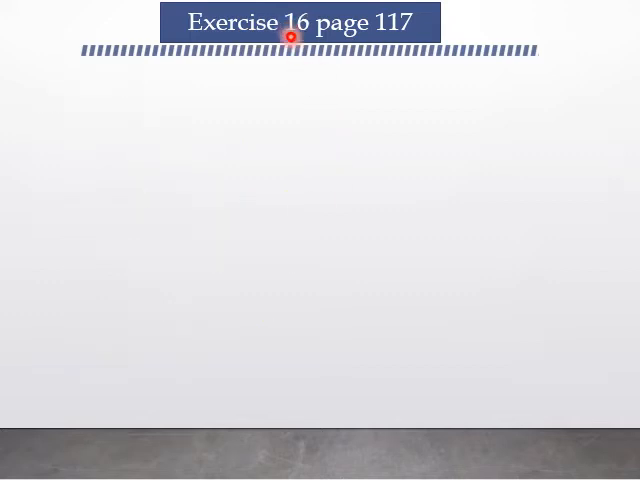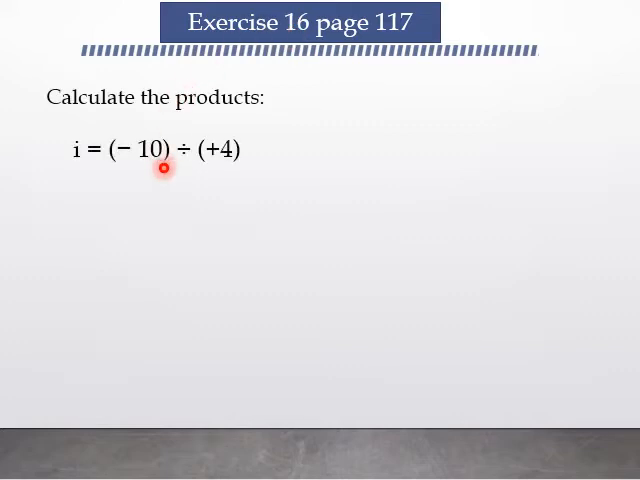Now, exercise 16. Calculate the products. Minus 10 divided by plus 4. Minus plus means minus, and 10 divided by 4 is 2.5. Start by sign, then number by number. Keep in your mind, if you have the same sign, plus plus or minus minus, the result is positive. If you have opposite signs, minus plus or plus minus, the answer is negative.